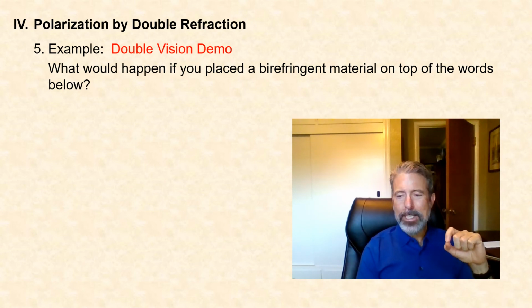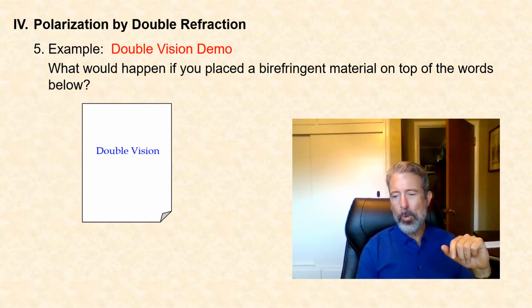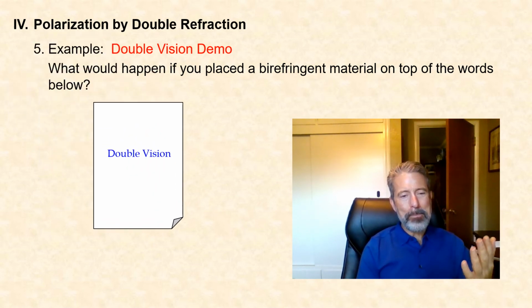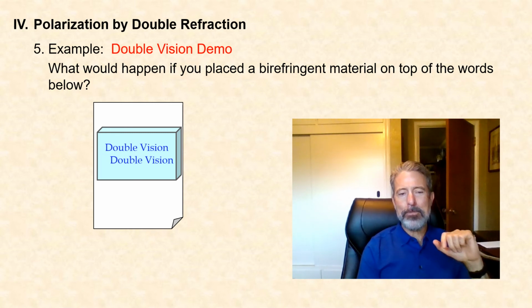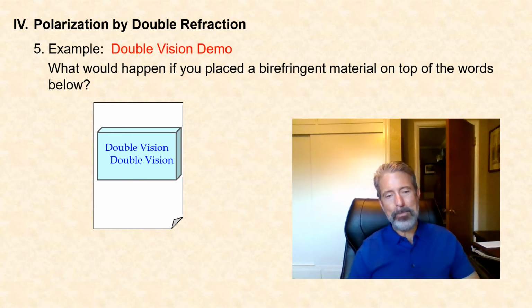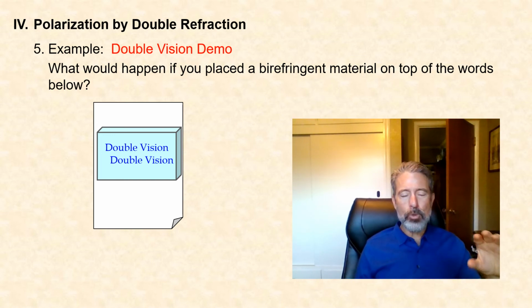So an interesting demonstration of this, and I'll ask the question here, we'll do this as a simulation. What would happen if you placed a birefringent material on top of these words below? So let's think about this. We've got these words written on a piece of paper. I'm going to place a birefringent crystal on top of that, and you will basically see this pattern on the screen. Hopefully that makes sense to you, because the light that leaves those words, coming from sunlight and other sources of light in the room, will be unpolarized light.